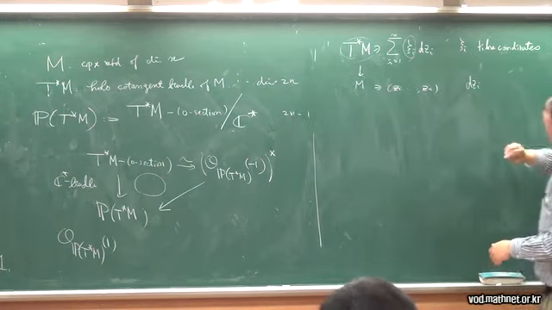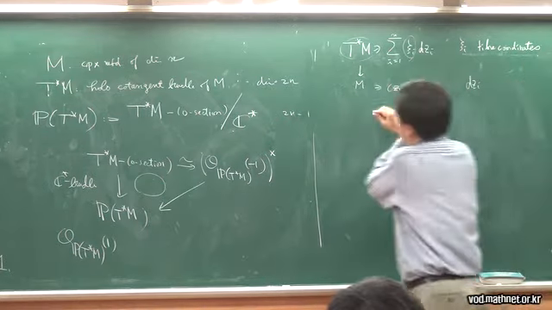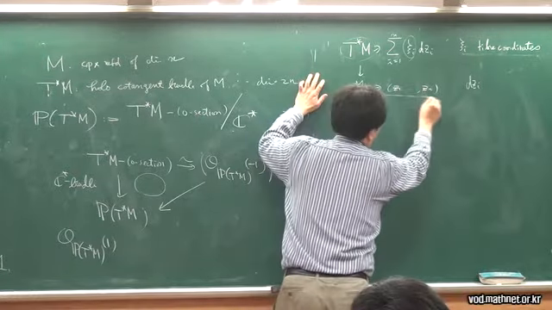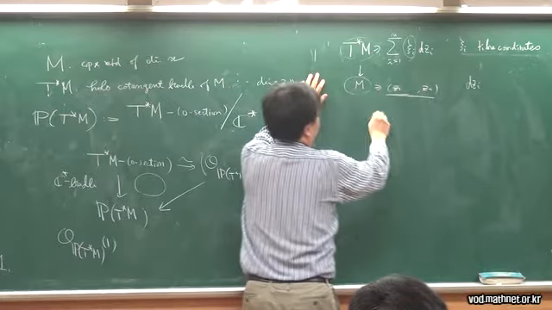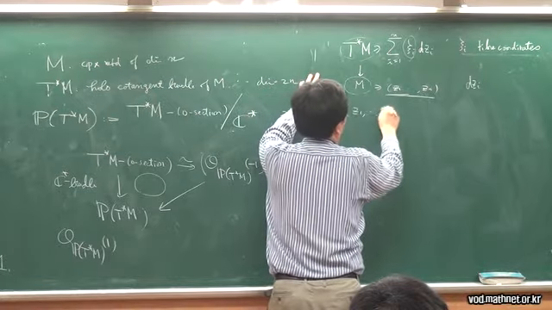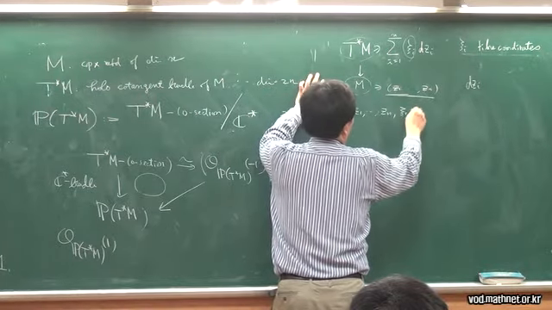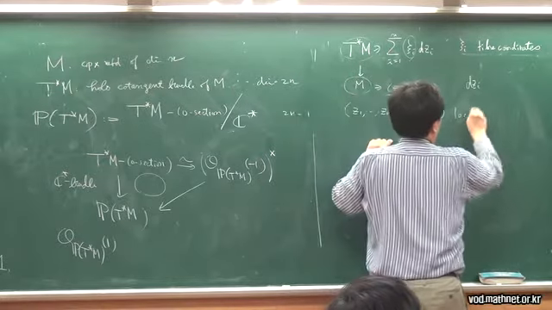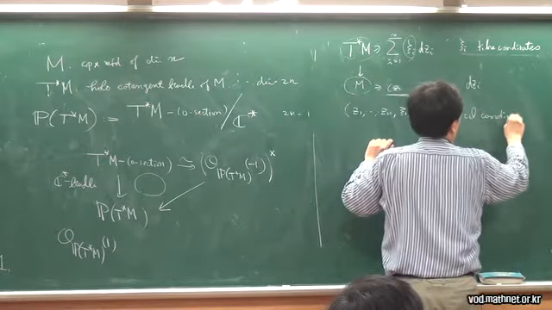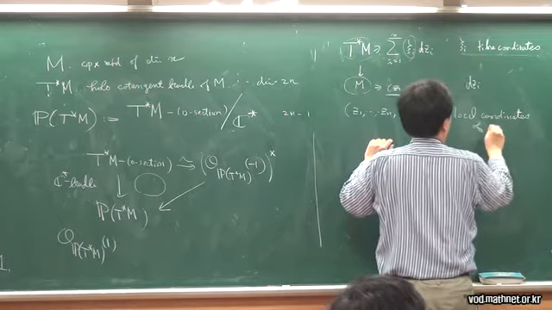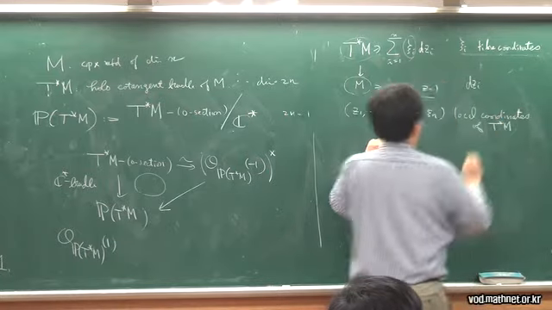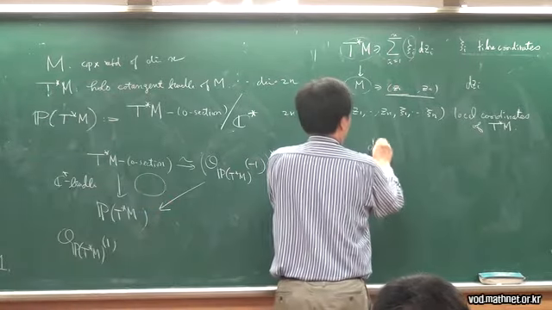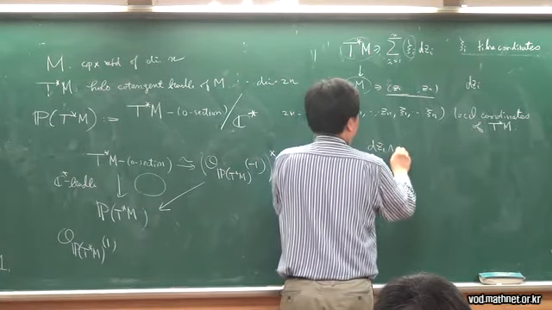Corresponding to dz_i, yes. Then this is the local coordinates of M. Then this is the local coordinates of a cotangent bundle. Yes, these are local coordinates of the cotangent bundle. Now, let us consider the following symplectic form.